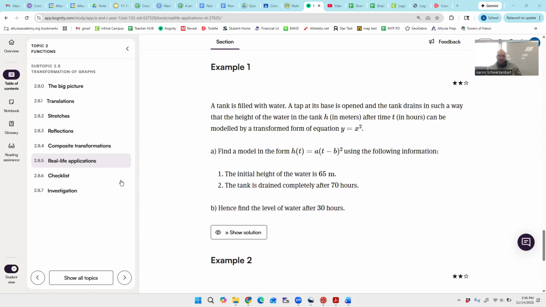So, hence find the water level after 30 hours. So, its initial height is 65. Tells me h of 0 equals 65. So 65 equals a(negative b) squared, or ab squared if I simplify this. And the tank is completely drained.